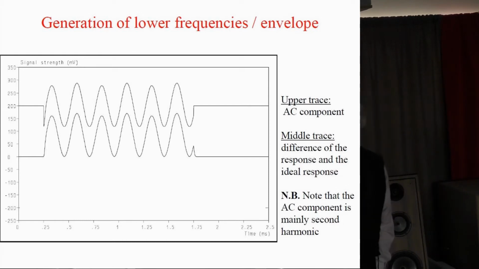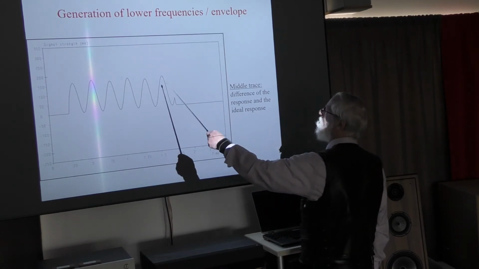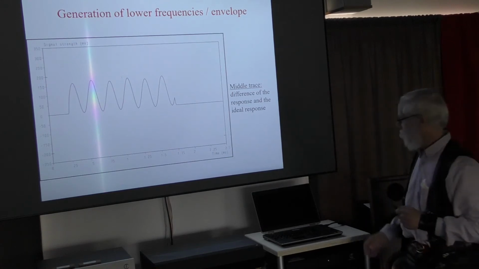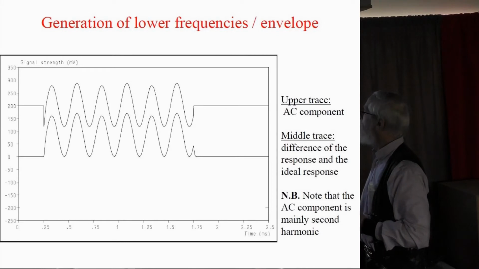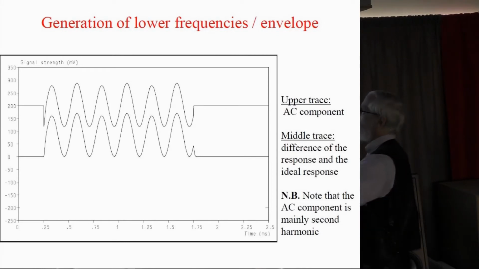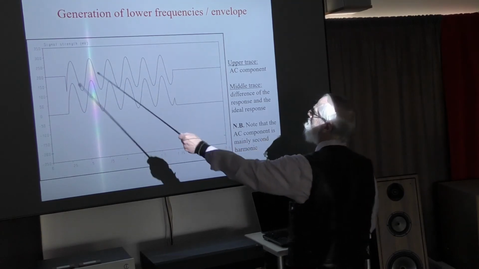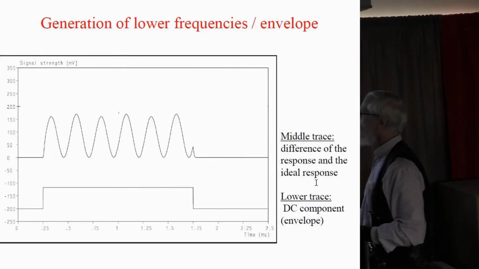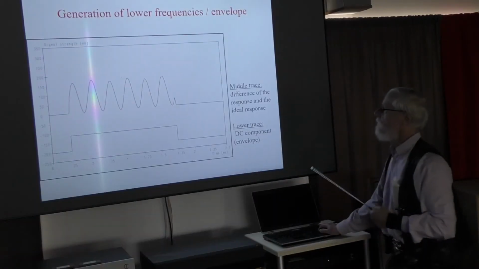You see that it consists of a DC component and an AC component, and the AC component mostly consists of the second harmonic. This is the AC component, and it's mostly second harmonic, as you can see, not fully, because the amplitude is not constant, so there is a bit more to it, but it's mainly second harmonic. And this is the DC component, which is basically the envelope of the signal.